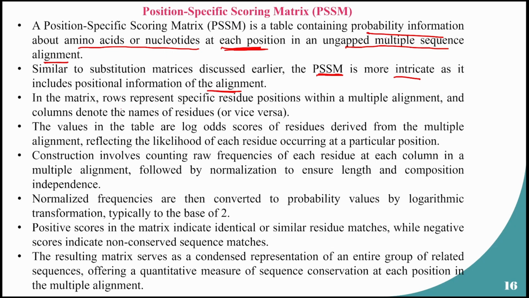So here, for example, you can indicate all of the residues in the alignment within a multiple sequence alignment in a row or via a column, and then you can use the other one for denoting the name of the residues. And again, as with a lot of matrices, you have to calculate the log-based scores for the particular values you are getting, and ultimately it will reflect the likelihood of each residue occurring at a particular position. So here the position specific information is coming.